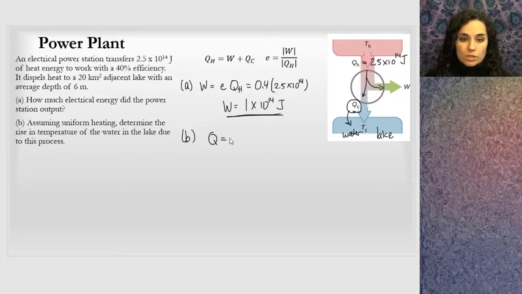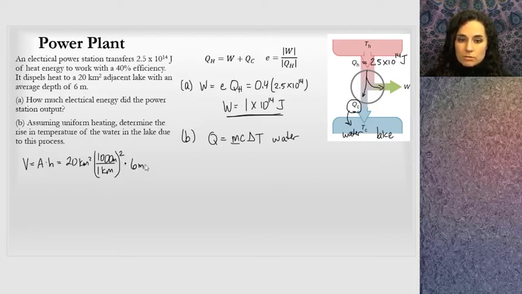What I'm going to remember is that Q equals MC delta T for any substance, and I'm working with water. I know that I can determine the mass of the water. They gave me the volume of the lake up here, essentially, right? Volume equals the area times the height of the lake, and so the area is 20 kilometers squared. I'm going to convert that to meters, so 1 kilometer is 1,000 meters, and then I need to square that quantity in order to get kilometers squared. Then I have to multiply by the height, which is 6 meters.